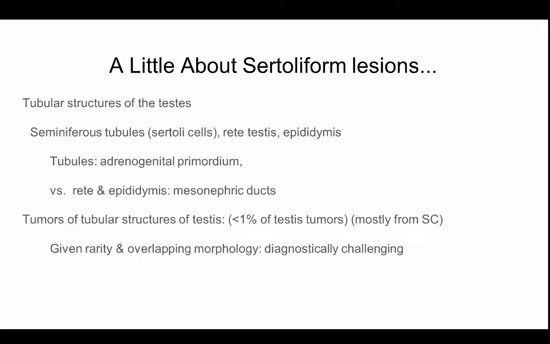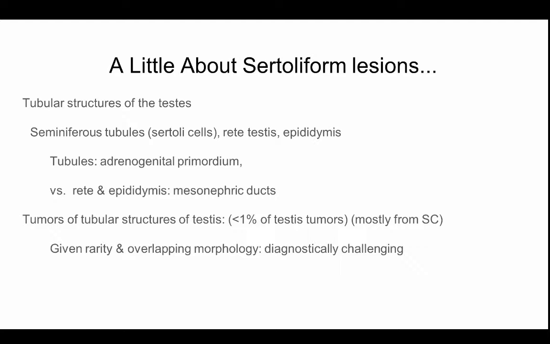So now I'm going to wrap up with a little bit about Sertoliform or Sertoli cell lesions. So the tubular structures of the testes include the seminiferous tubule, the rete testis, and the epididymis. And as I was mentioning earlier, the seminiferous tubules are derived from the adrenogenital primordium versus the rete testis and epididymis, which have different embryologic origins, and they arise from the mesonephric ducts.